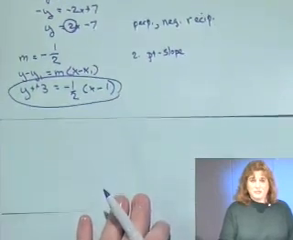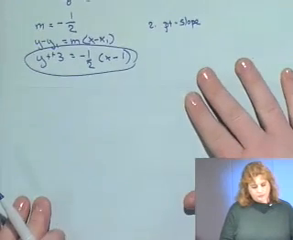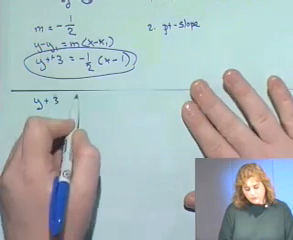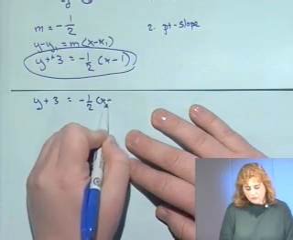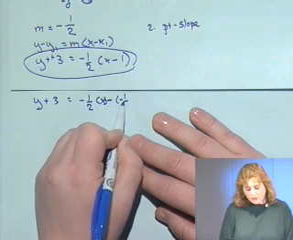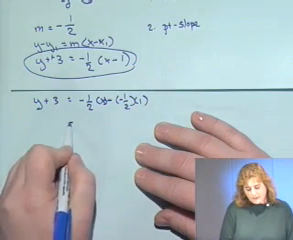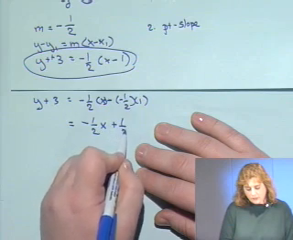But once again, I'm going to rearrange and put this in standard form. So we'll have y plus 3, using our distributive property, is negative 1/2 times x minus a negative 1/2 times 1. And that gives us negative 1/2 x plus 1/2.